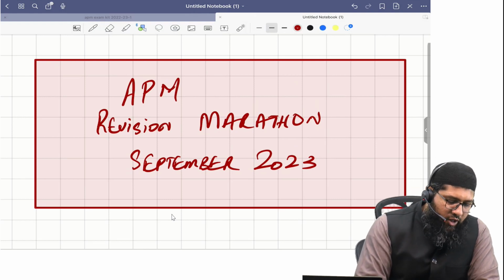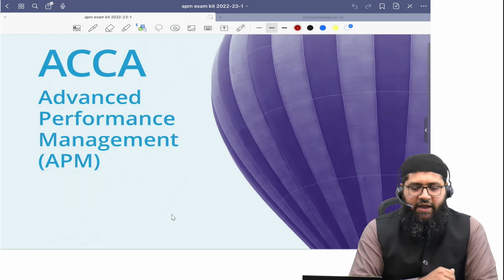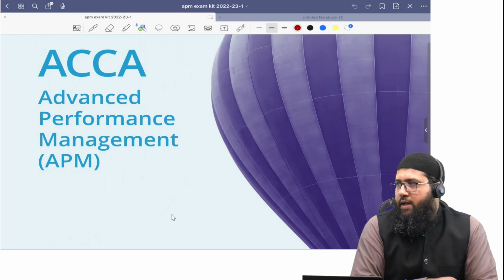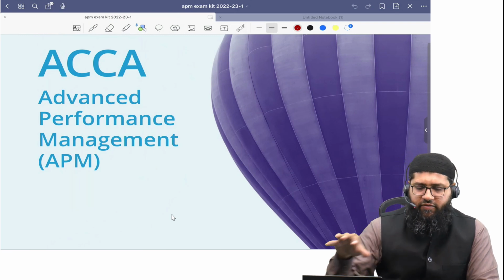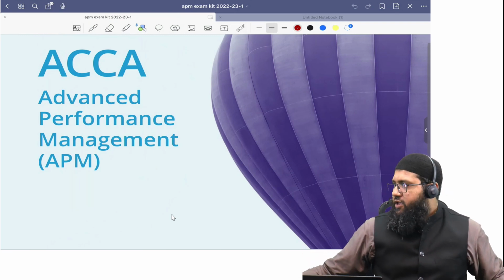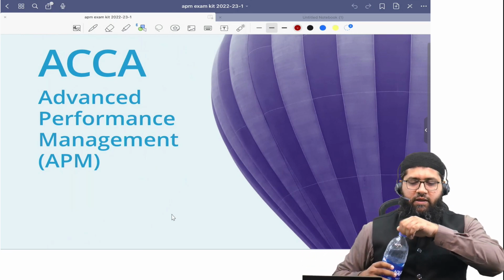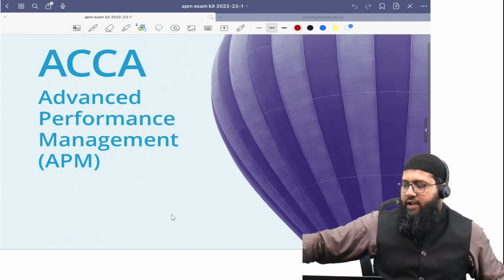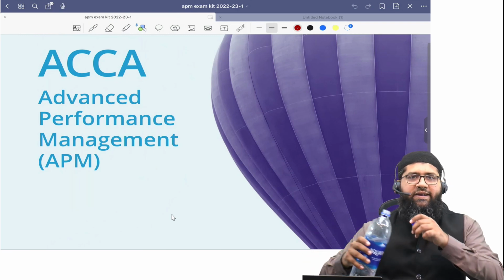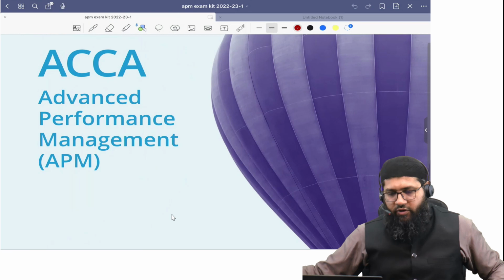In order to start off, I have used the revision kit for the ACCA APM. Although it's a bit old version, there is not much of a difference, not a big change. I'll be taking you through this revision kit. Through it, I'll be discussing the different question requirements, and telling you how exactly a specific question requirement needs to be answered, and what the things are that you need to do with respect to answering the question's requirement.